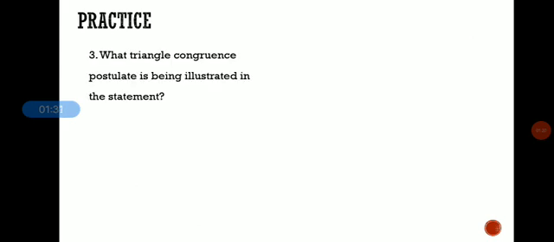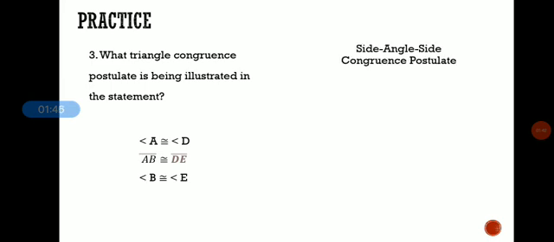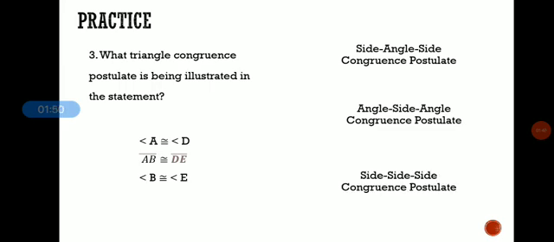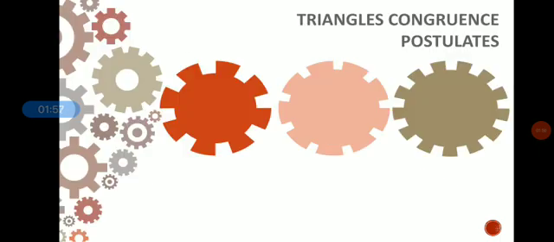Number 3. What triangle congruence postulate is being illustrated in the statement? Angle A congruent with angle D, side AB congruent to side DE, angle B congruent to angle E. Is it side, angle, side, angle, or side, side, side? And the answer would be angle, side, angle.